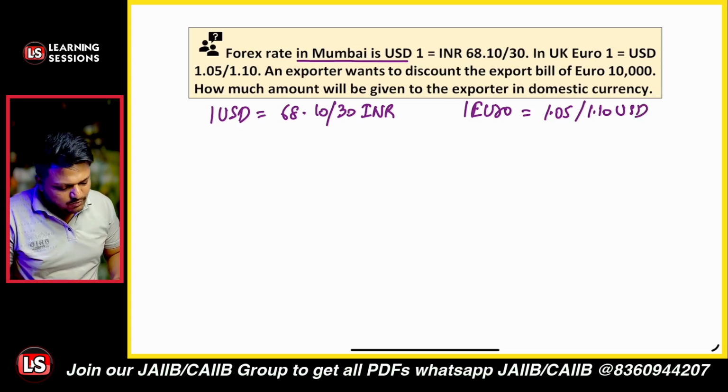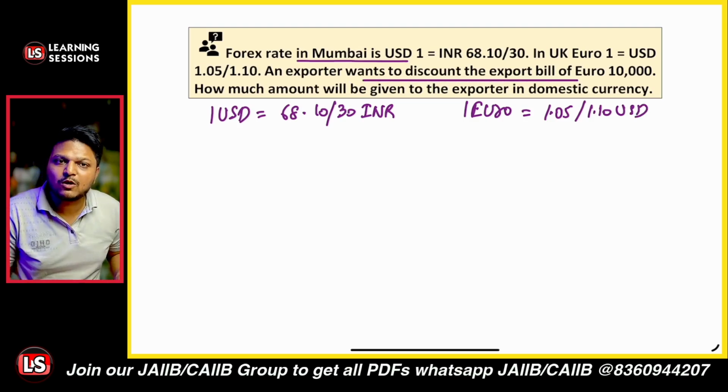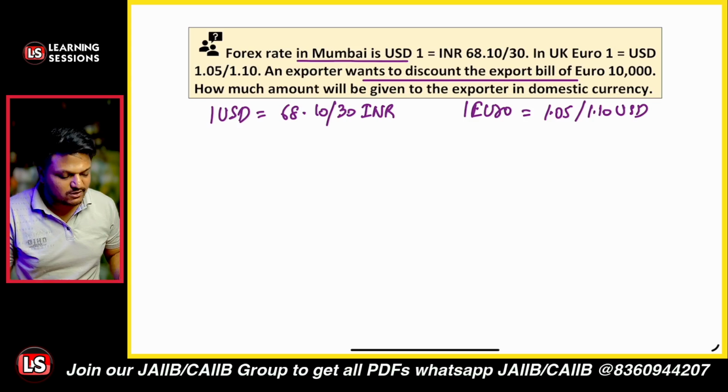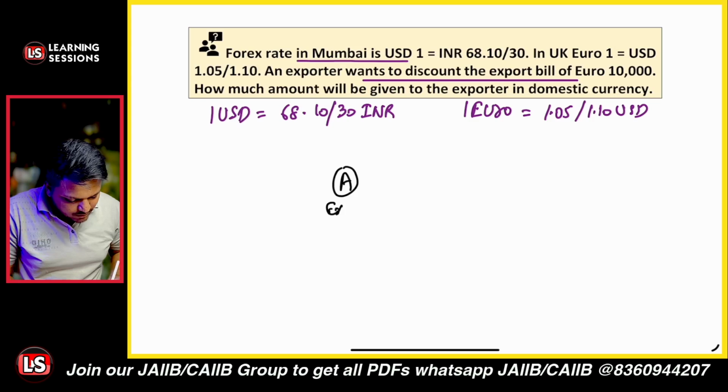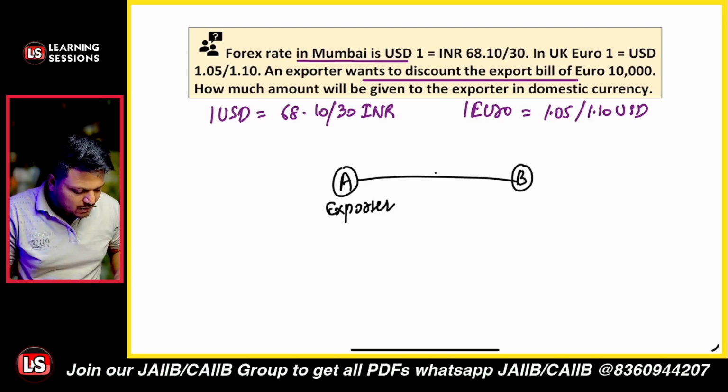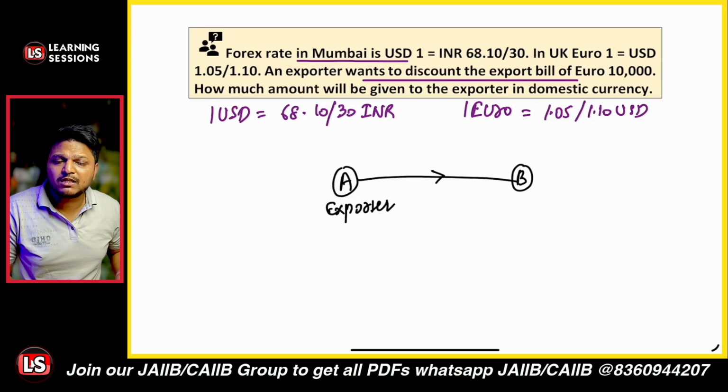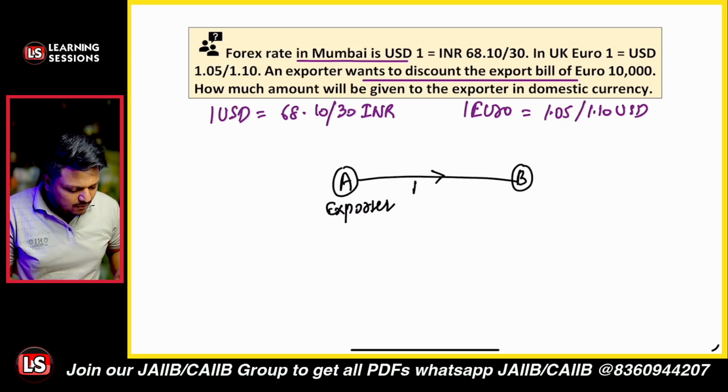An exporter wants to discount the export bill. Now, what is discounting of the export bill? First of all, let's understand what an export bill is. Let's suppose person A is the exporter who has sold the goods to person B, who is an importer in some other country. Person A has shipped the goods, but the payment is not made so far. So the person draws a bill of exchange on person B.